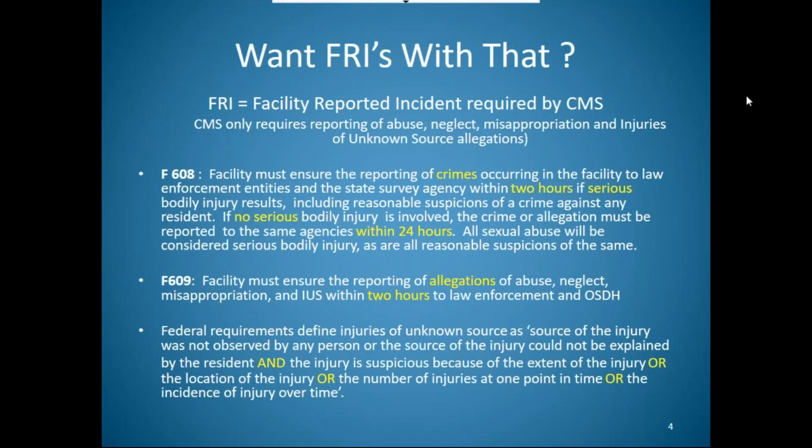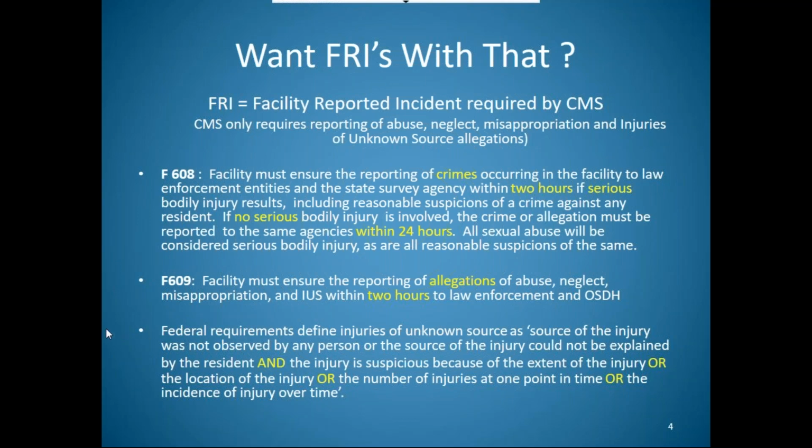The second tag is F609. This says the facilities must ensure the reporting of allegations of abuse, neglect, misappropriation, and injuries of unknown source within 2 hours to law enforcement. So basically, 608 is talking about crimes. If you know it's happened, or if you really believe it has happened, or there's serious suspicions about it, then it needs to be reported within 2 hours if there is serious bodily injury. And 609 is talking about allegations. So if there's allegations of abuse, those need to be reported within 2 hours.